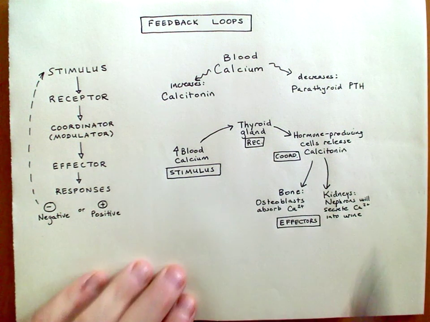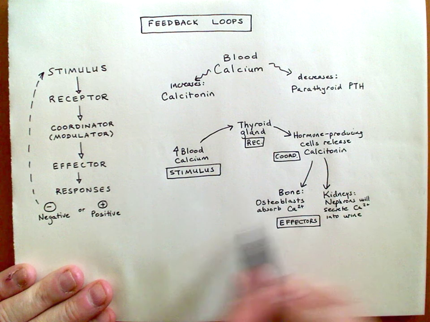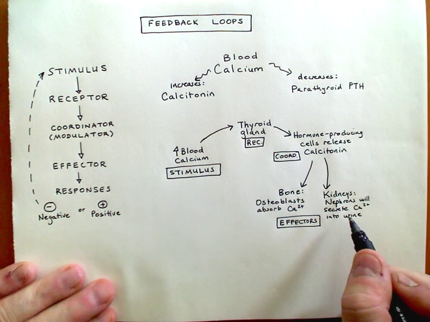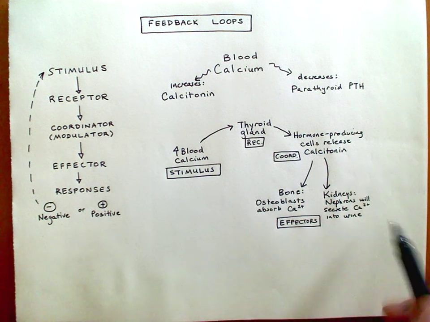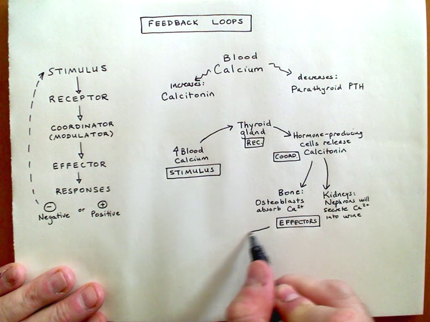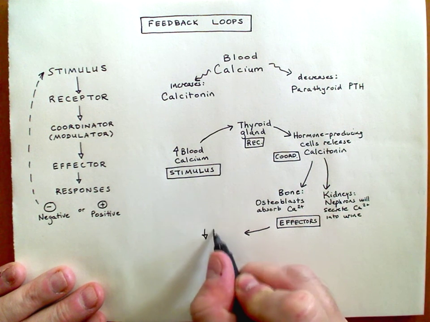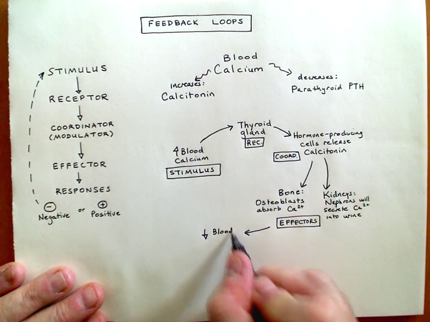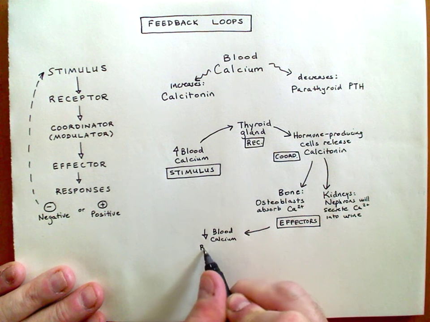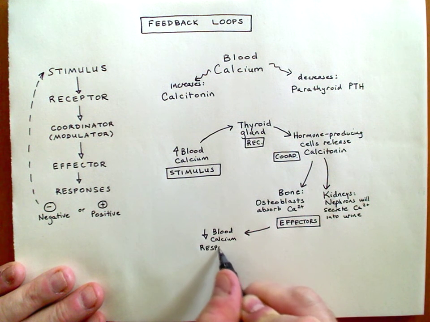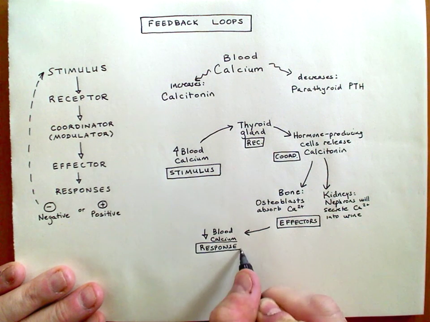Or effector organs. And the response, if you're taking calcium out of the blood and putting it in urine, so whether you're putting it in bone or whether you're putting it in urine, the result is going to be the same. This is going to be a decrease in blood calcium. And that's going to be your response.